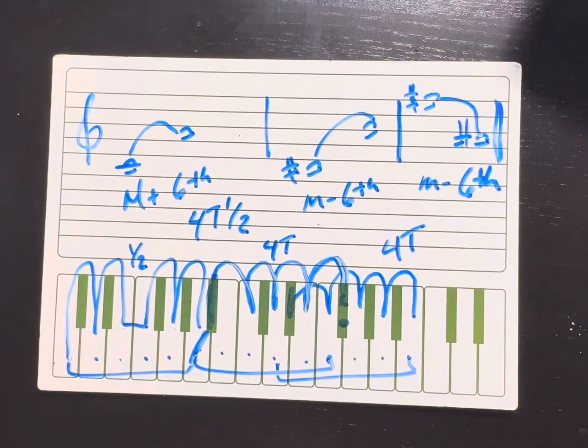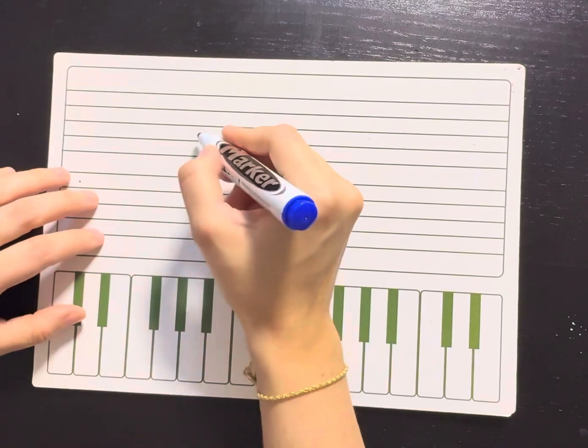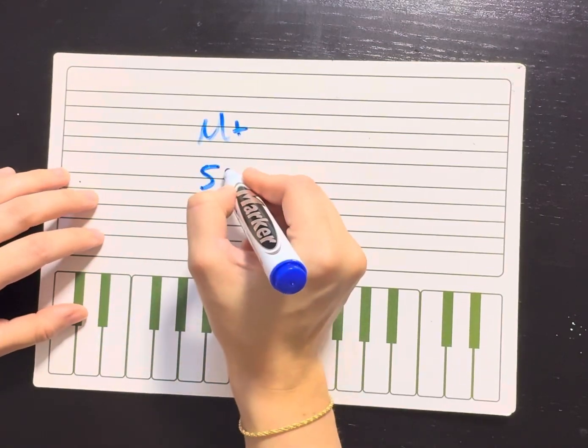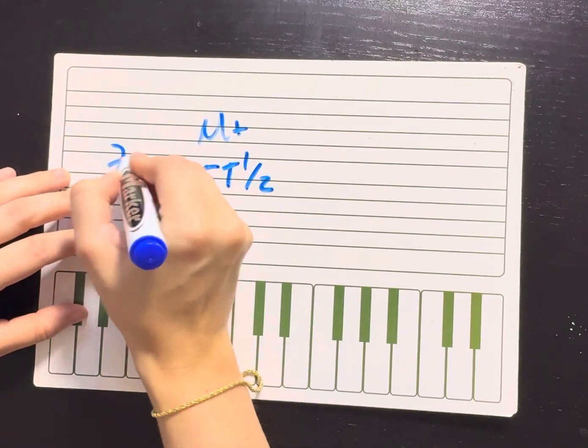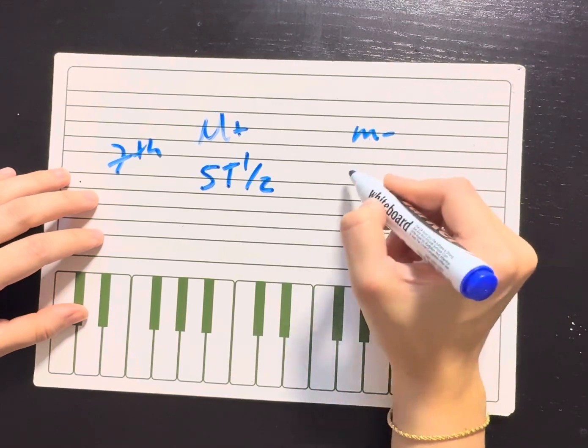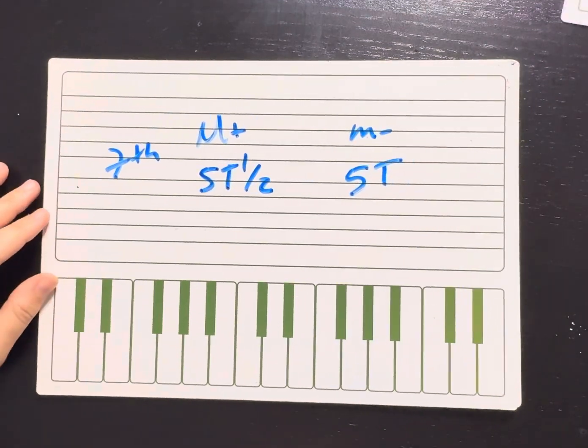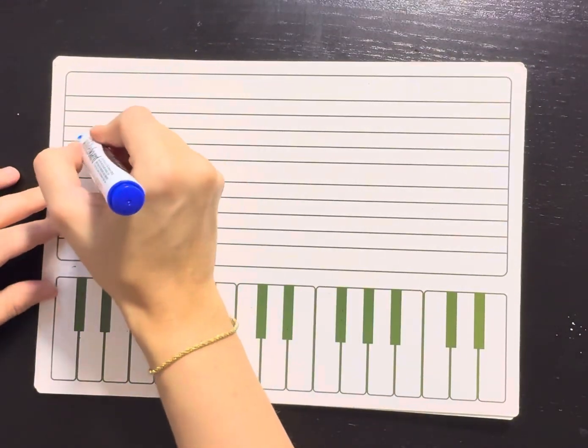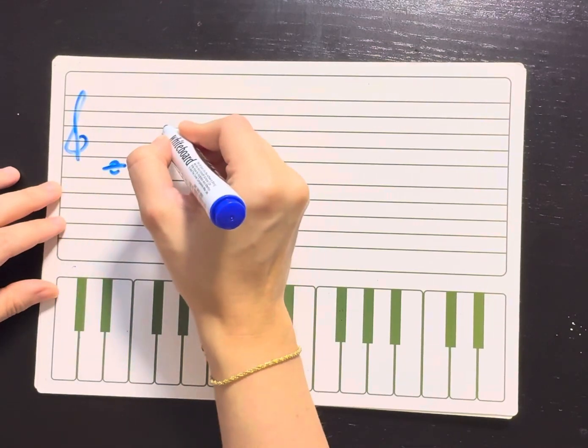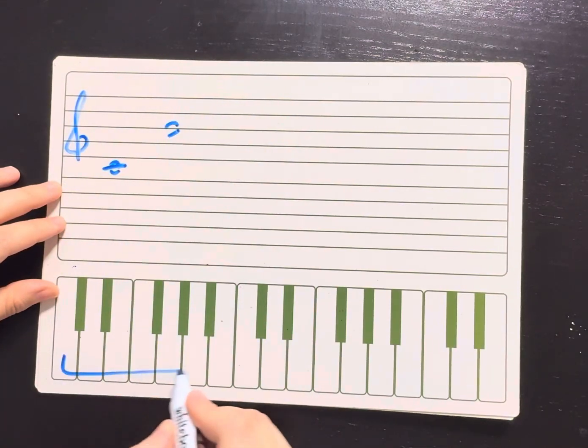Major and minor sevenths. A major seventh contains 5 whole tones and 1 semitone. A minor seventh contains only 5 whole tones. Let's see 3 examples. Example 1. Major seventh from C to B. C, D, E, F, G, A, B, that's 7 notes.